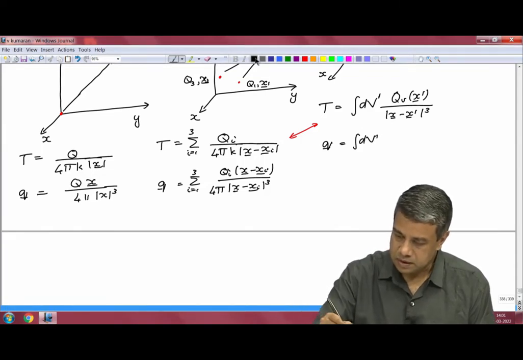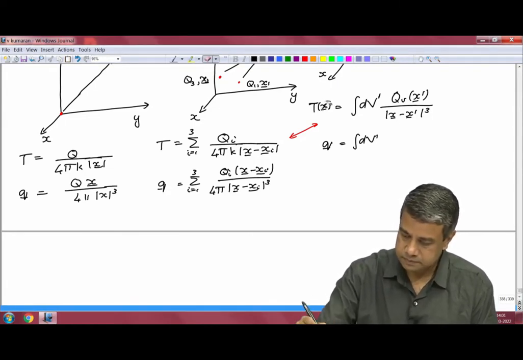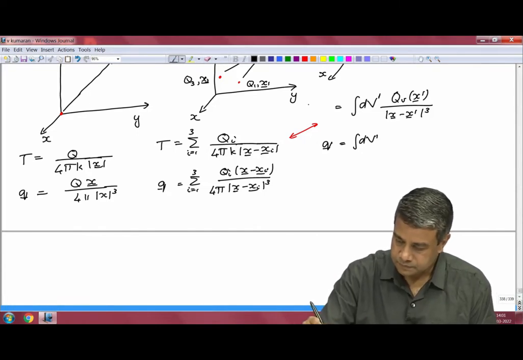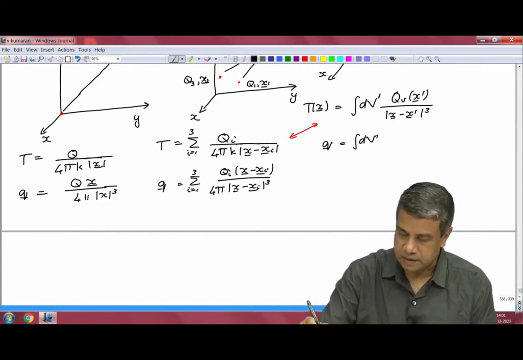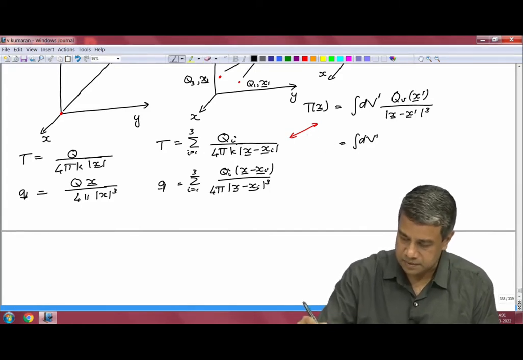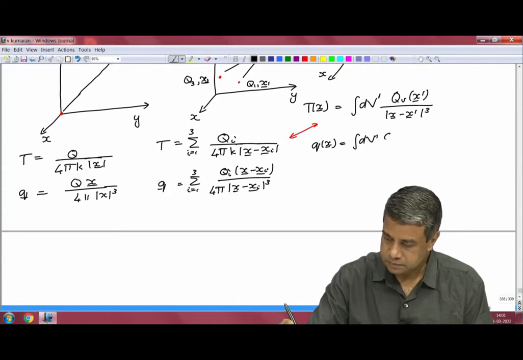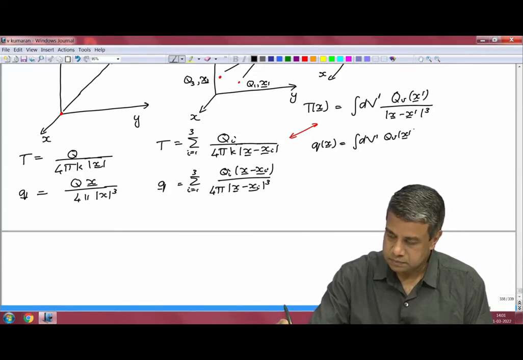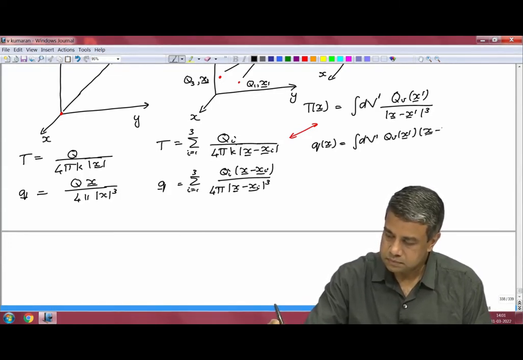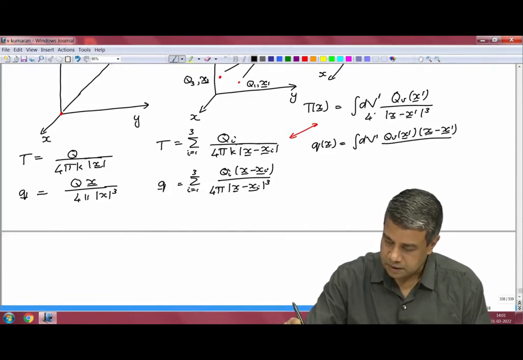Note that the observation point is x, T of x vector. That is the location at which you are observing the temperature. And similarly, the heat flux is observed at the observation point. So 4 pi k here.